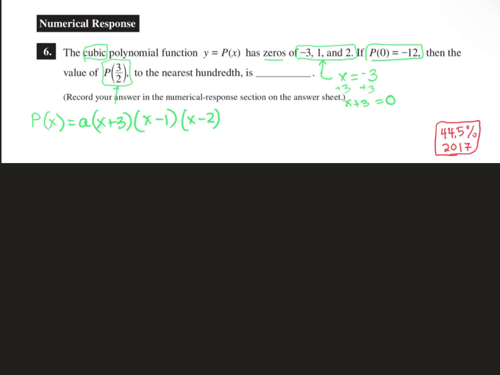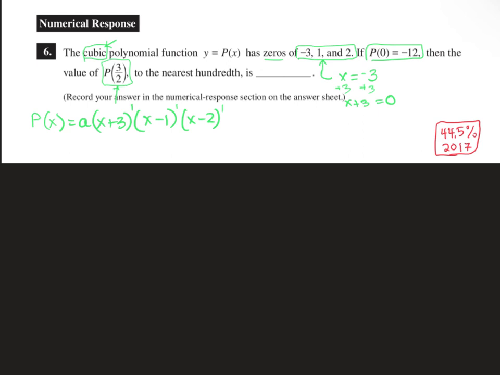And just to confirm, they said cubic polynomial, which means degree 3. If you add the multiplicities, meaning the exponents, when it's in factored form like this, 1 plus 1 plus 1, you get degree 3, so we're good. There's no weird exponents we don't know about.